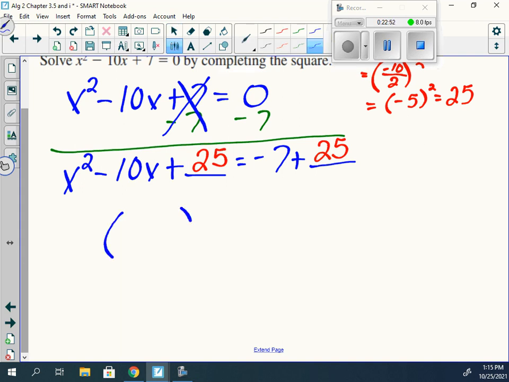Now, because we added 25 because we knew that would make it a perfect square trinomial, means that I can rewrite this as a set of parentheses squared, which would be what? X, then what? X minus 5, because again, the number that goes inside the parentheses with x will be the negative 5. So we have x minus 5 squared is equal to, we have negative 7 plus 25, which is 18.